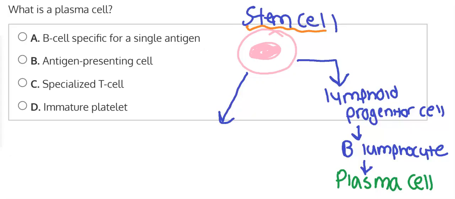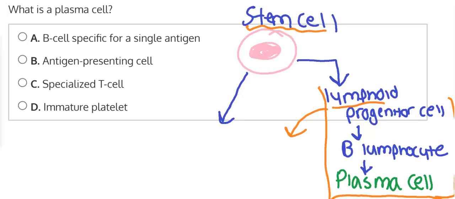And now these stem cells could be divided many different ways, but right now we're just focusing on one type of lineage. So the lymphoid lineage, and this could also be divided from here into some other forms as well, but we're going to focus on this chain because this is how we get to the plasma cell, which is what this question is asking about.